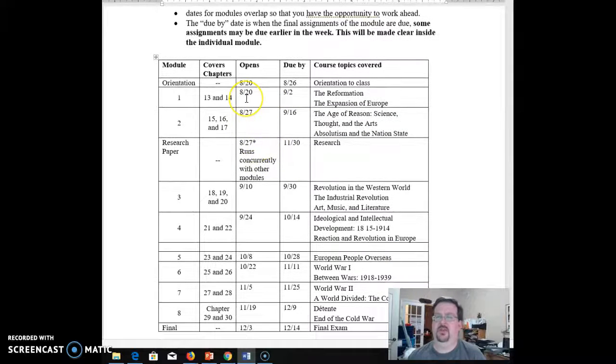As you can see from here, this class opens up by module, and modules nominally should take you about 2 weeks to complete. You'll have due dates within a 2-week period. The module will open up at least a full week before that 2-week period, and that means each module is open for 3 weeks. So, for example, the first module opens up on Monday, 8/20. Things are due on 9/2, which is 2 weeks later. Module 2 opens up in the middle of the previous module, and things aren't due for another 3 weeks.